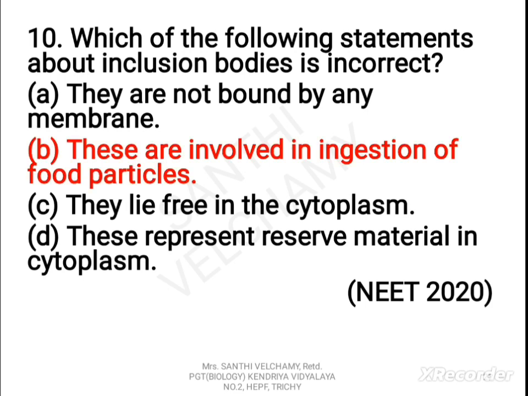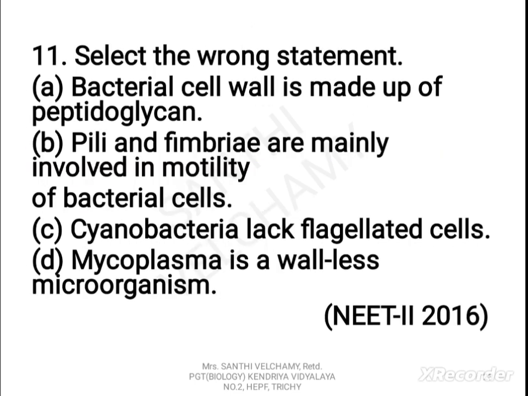Reserve material in prokaryotic cells are stored in the cytoplasm in the form of inclusion bodies. So these are not bound by any membrane system and lie free in the cytoplasm. Example, phosphate granules, cyanophycean granules and glycogen granules. Now let us go to the next question.